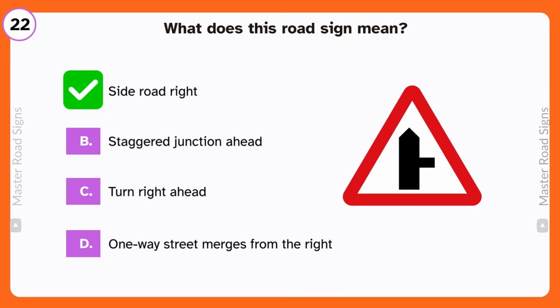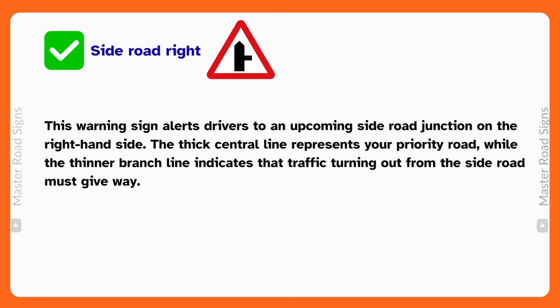Correct answer is option A. Side road right. This warning sign alerts drivers to an upcoming side road junction on the right-hand side. The thick central line represents your priority road, while the thinner branch line indicates that traffic turning out from the side road must give way.